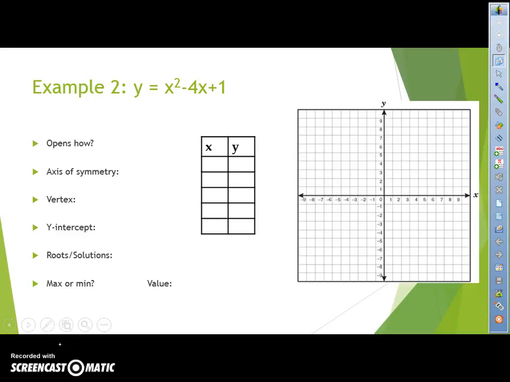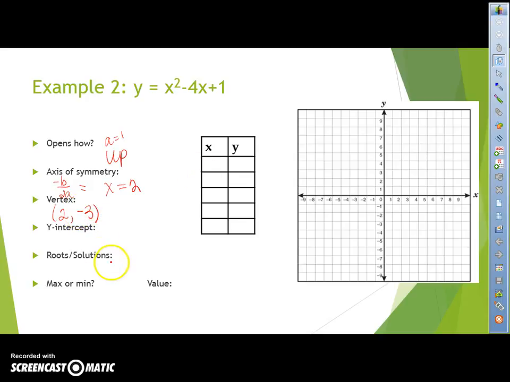Let's look at one more example here. You have x squared minus 4x plus 1. Since our a value is positive, a is equal to 1, then it's going to open up. We're going to find our axis of symmetry by doing -b over 2a. So our axis of symmetry is going to be x is equal to 2. That's your x-coordinate of your vertex. So your x-coordinate would be 2. And then we're going to substitute that back in, which gives us a -3 for the y value.